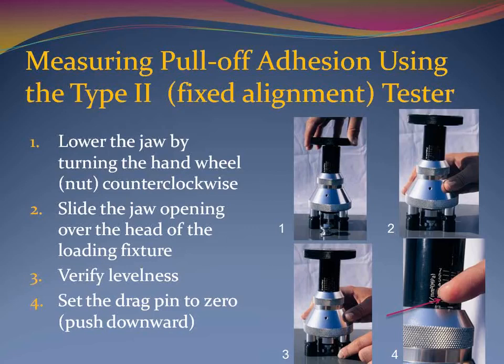Step 1, the adhesion tester is attached to the loading fixture by rotating the hand wheel or hex nut counterclockwise to lower the jaw of the device. Step 2, the jaw is positioned completely under the head of the fixture. Step 3, the 3 legs are positioned so that they are sitting flat on the coated surface. And step 4, the drag pin indicator is positioned to 0 on the black column by pushing it downward. This is indicated by the red arrow on the slide, image 4.